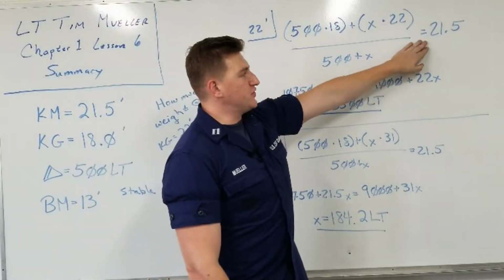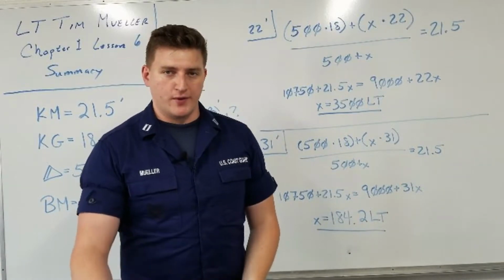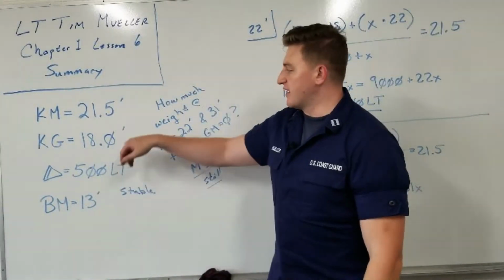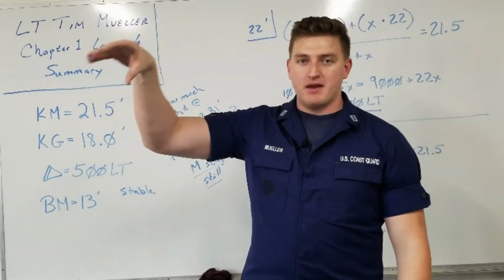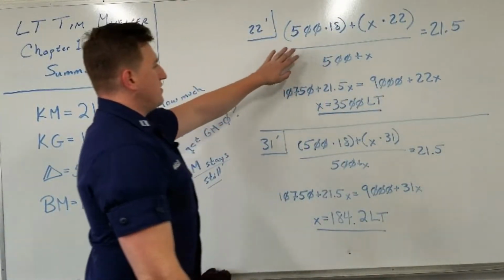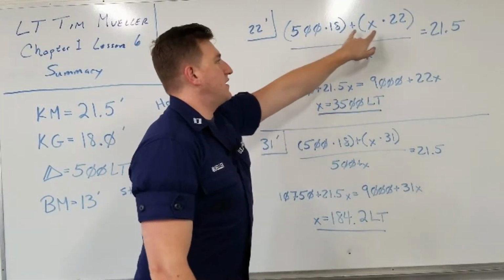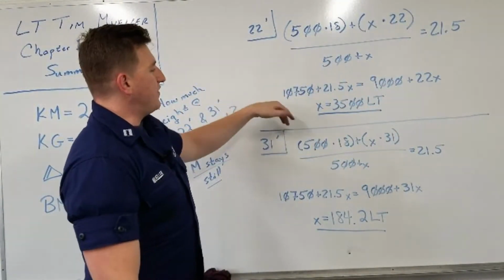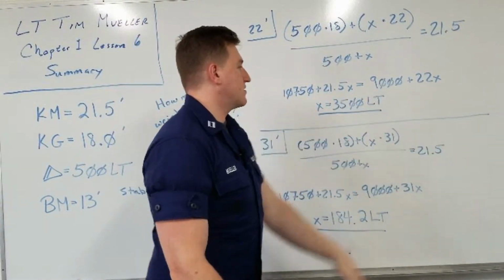And we're going to eventually end up with a center of gravity of the entire system equal to 21.5, because that is what's going to get us a GM of 0, or place that center of gravity up at that metacenter. So doing some very basic algebra, bringing the 500 plus x over, and then expanding these two parentheses, we have 10,750 plus 21.5x equals 9,000 plus 22x.